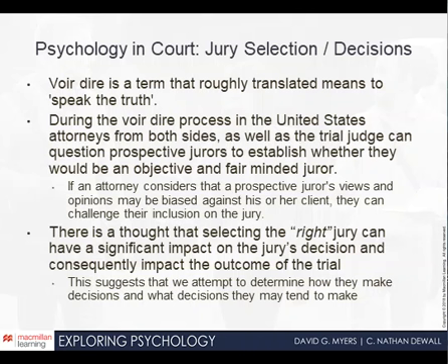If an attorney considers that a prospective juror's views and opinions may be biased against his or her client, they can challenge their inclusion on the jury. There's a thought that selecting the right jury can have a significant impact on the jury's decision and consequently impact the outcome of the trial. So, select the right jury, you get the verdict that you want. This suggests that we attempt to determine how they make decisions and what decisions they make or tend to make.